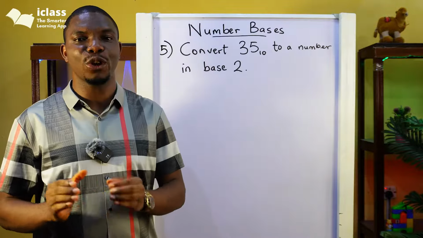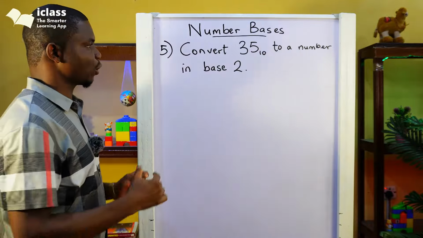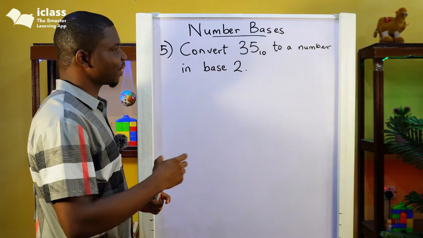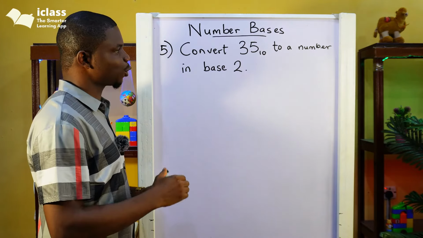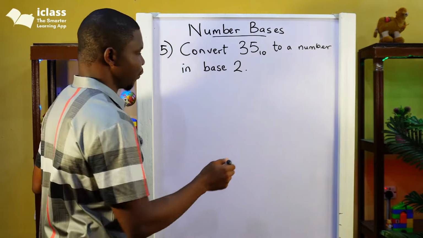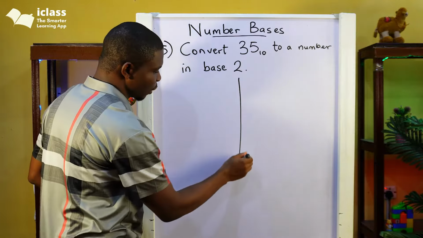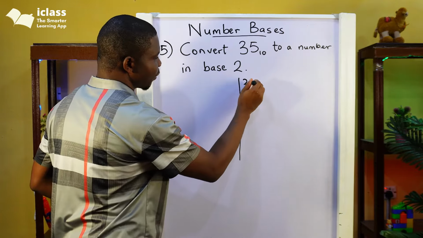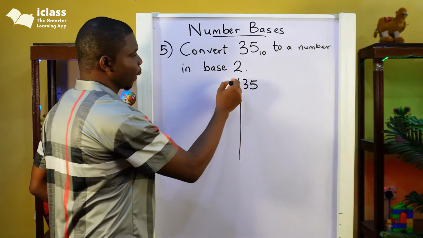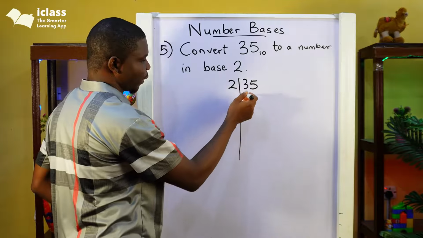Now we move on to conversion between bases. First, we'll look at how to convert from base 10 to other bases. Convert 35 base 10 to a number in base 2. Now, if you want to convert from base 10 to other bases, all you need to do is to keep dividing that number by the base you want to convert to. So we divide 2 into 35.